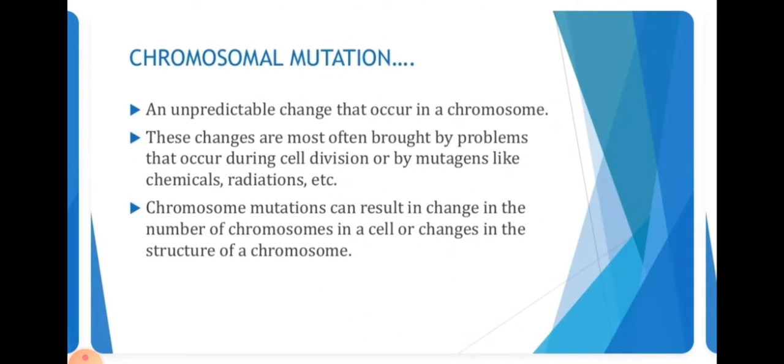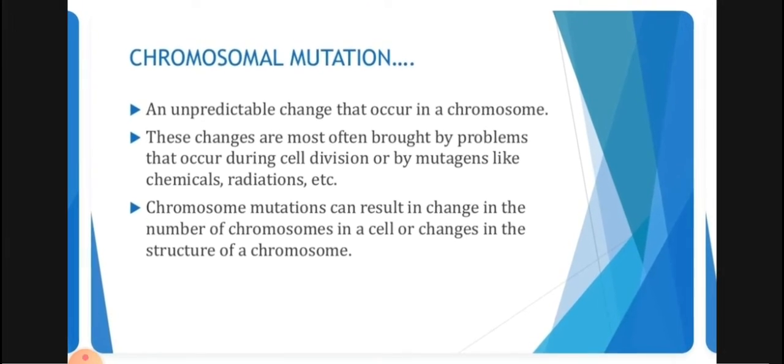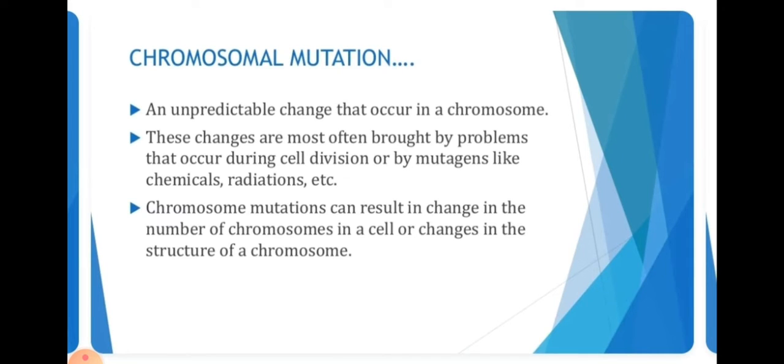Next, chromosomal mutation. Mutation means changes. So how do chromosome changes take place? It is an unpredictable change that occurs in the chromosome. These changes are most often brought about by problems that occur during cell division or by mutagens like chemicals, radiations, etc. Chromosome mutation can result in a change in the number of chromosomes in a cell or changes in the structure of the chromosome.